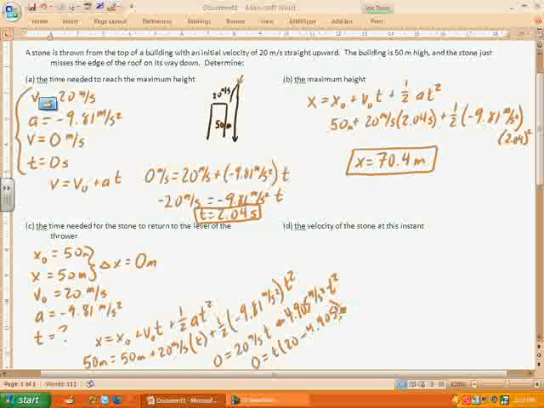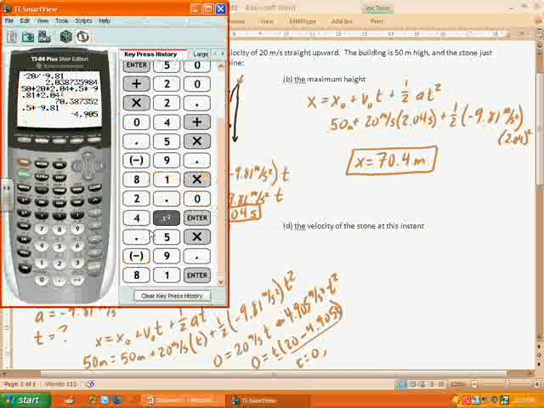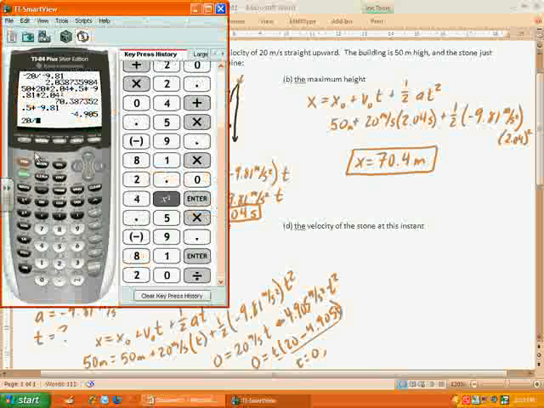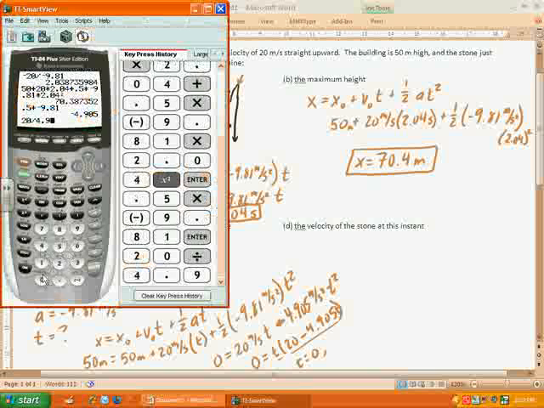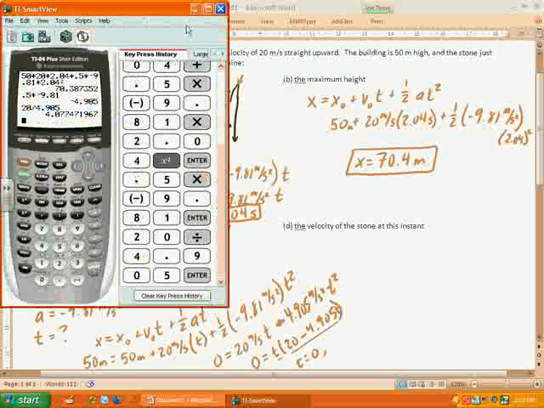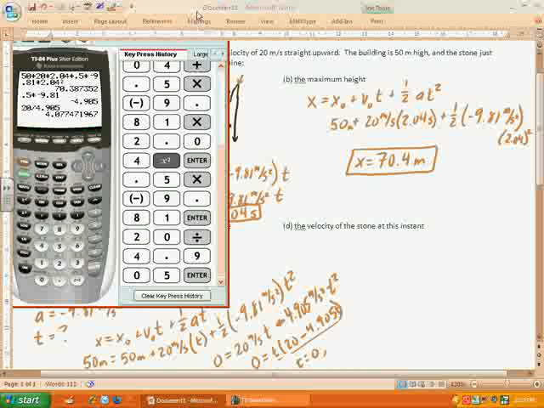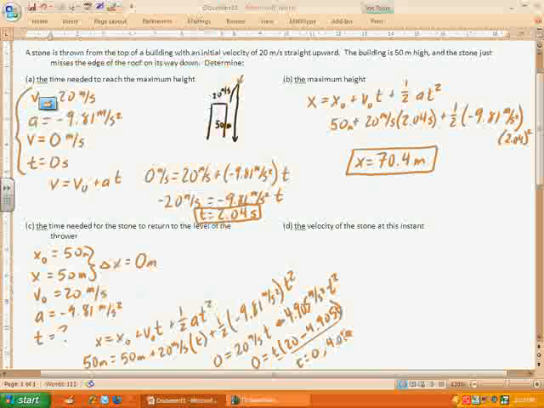Since this times this equals 0, one of those has to be equal to 0. So t could equal 0, or 20 minus 4.905 t equals 0, which means t could also be 20 divided by 4.905, which gives us 4.08 seconds. Which, interestingly enough, the t equals 0 was the starting point, right? We started at 50 meters, so that's why you got a 0. So that's not really our answer.